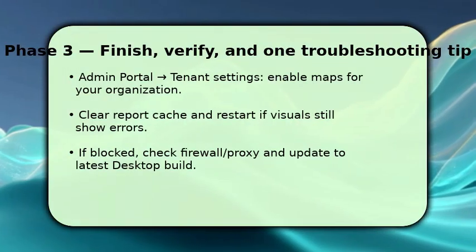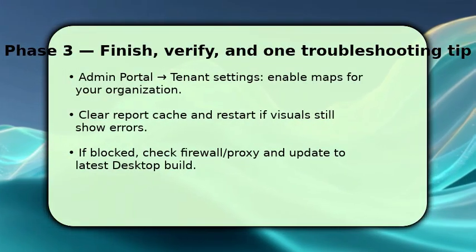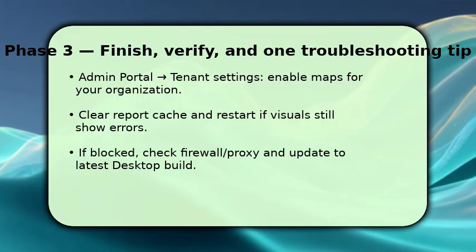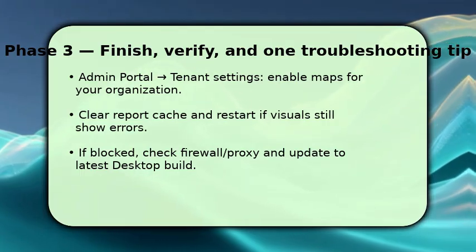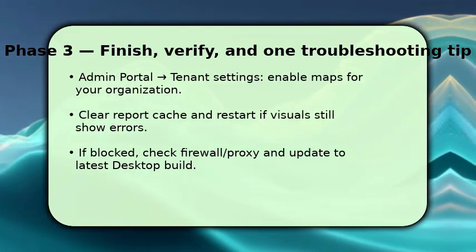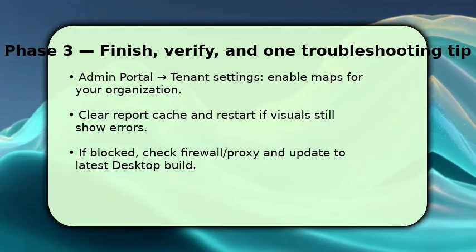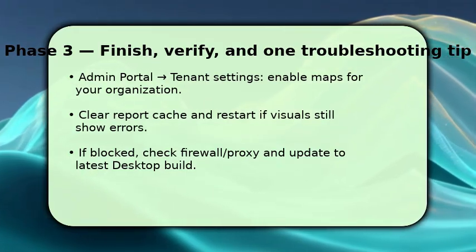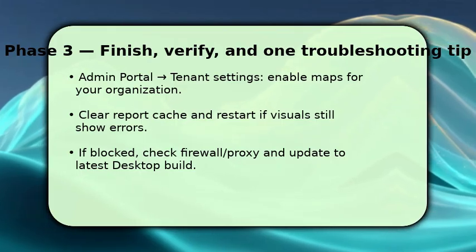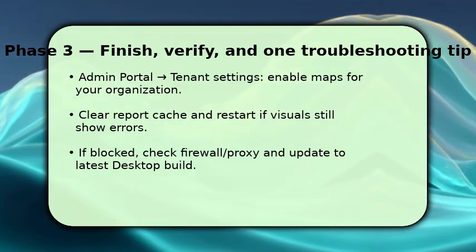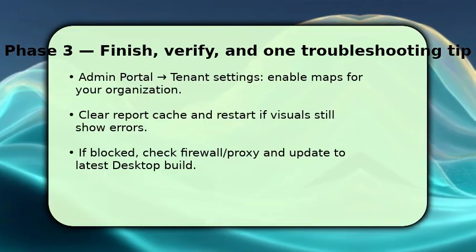Finish by checking tenant-level controls and resolving persistent errors. If you are an admin, open the Power BI Admin Portal and under Tenant Settings ensure Maps and Cloud Visuals are enabled for your capacity or user group, otherwise the desktop switch won't help. If visuals still error, clear the report cache, restart desktop, and republish.